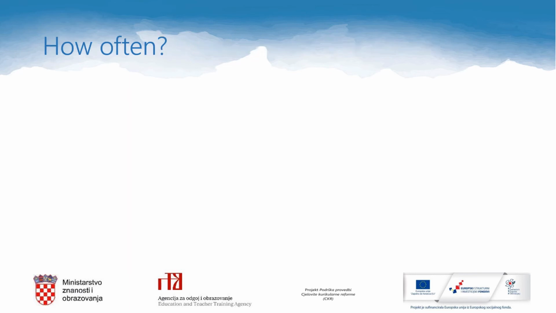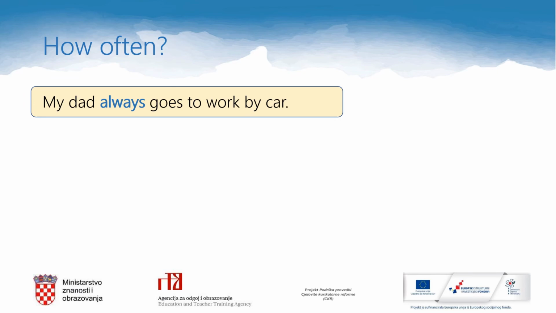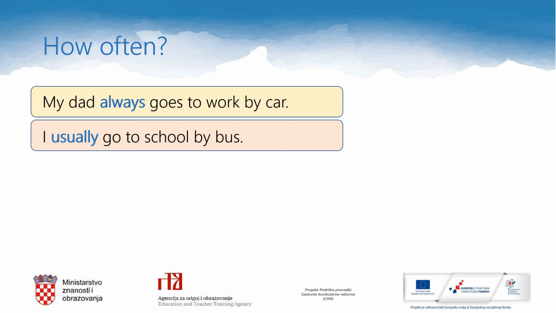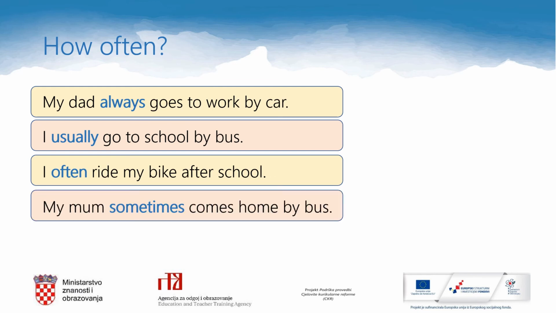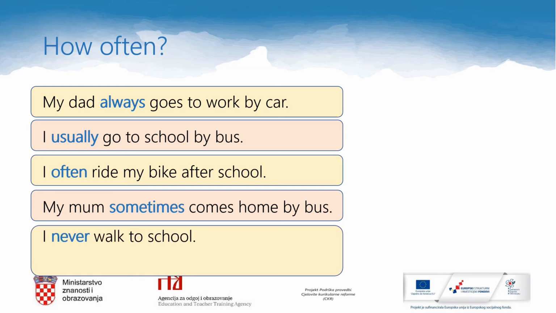Excellent job. Now let's read some sentences from the text. My dad always goes to work by car. I usually go to school by bus. I often ride my bike after school. My mom sometimes comes home by bus. I never walk to school or I never go to school on foot. What do the words written in blue tell us?